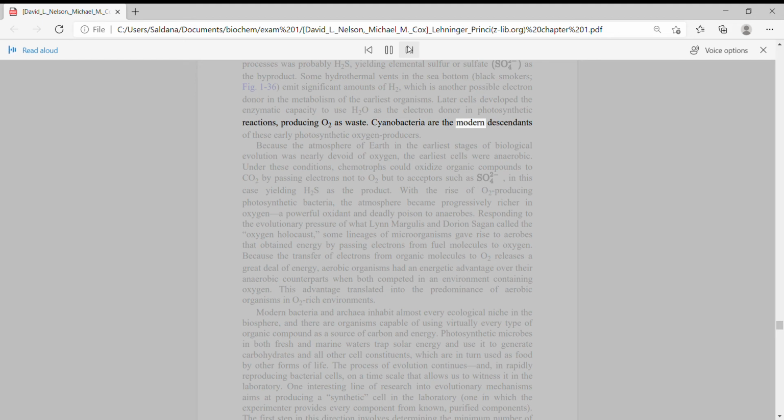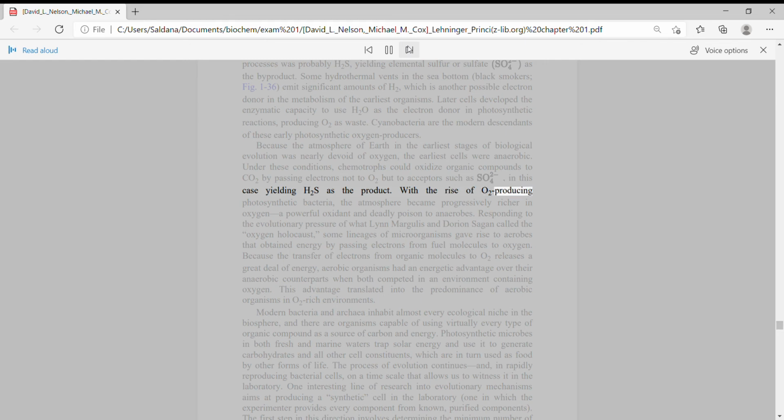Cyanobacteria are the modern descendants of these early photosynthetic oxygen producers. Because the atmosphere of Earth in the earliest stages of biological evolution was nearly devoid of oxygen, the earliest cells were anaerobic. Under these conditions, chemotrophs could oxidize organic compounds to CO2 by passing electrons not to O2, but to acceptors such as, in this case, sulfur, yielding H2S as the product.